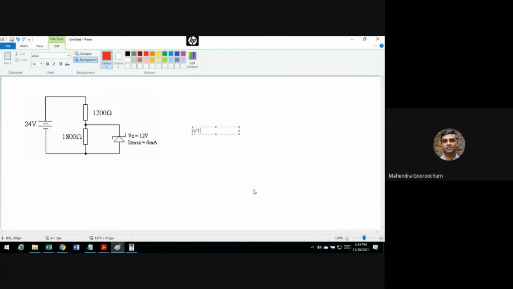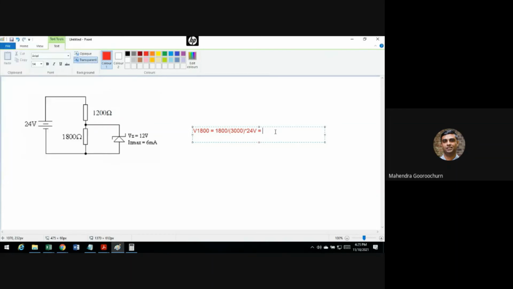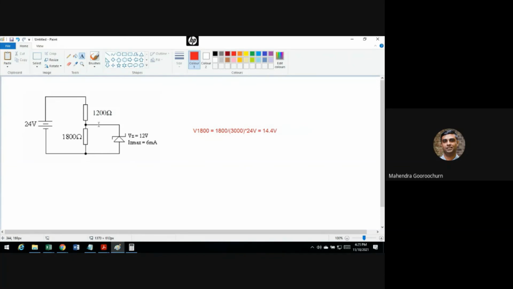So the voltage across the 1800 ohm resistor is going to be 1800 divided by 3000 multiplied by 24 volts. It's like a voltage divider, so it's your voltage divider equation. Remember, we've seen that in the fundamentals earlier. I said you'll be using that a lot, so it's good to know it. So 1800 divided by 3000 multiplied by 24, we get 14.4 volts. So if you forget about the diode, you expect to get 14.4 volts here and the remainder here.